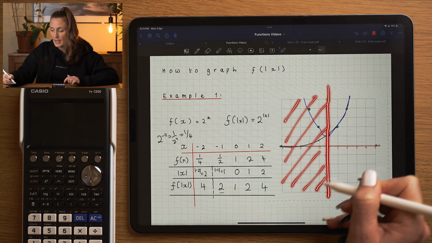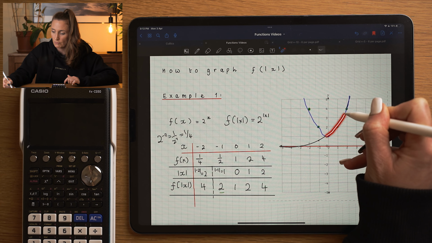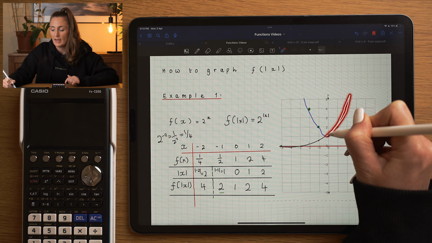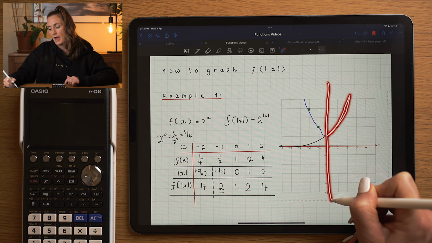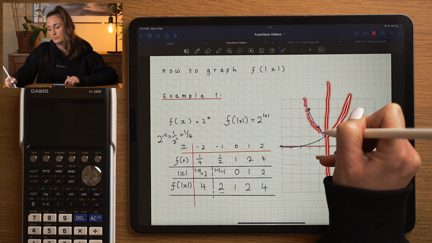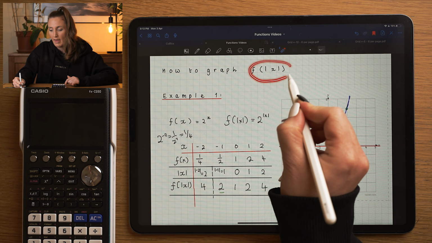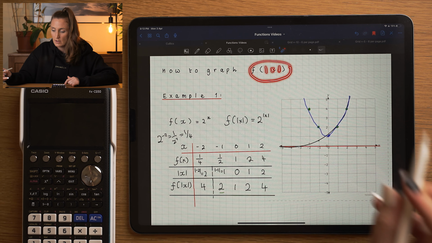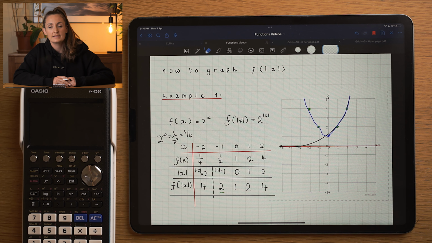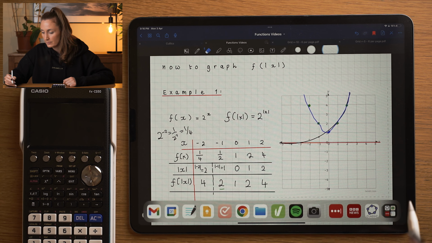And what you can do then is take the part of your graph that's to the right of the y-axis, so in my case, and then reflect it over the line. Reflect it over the y-axis and you'll have the graph of f of the absolute value of x. Let's have a little look at example 1 on Geogebra.